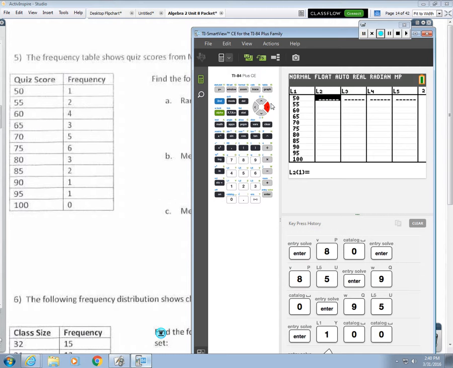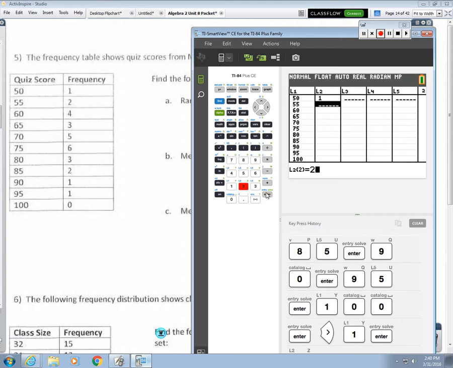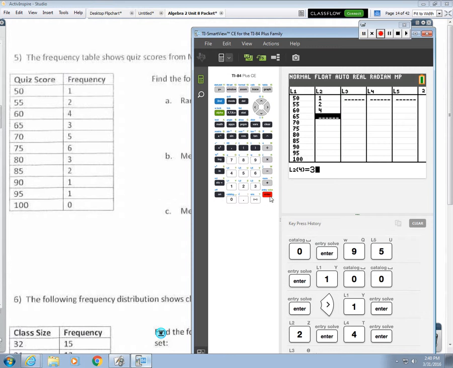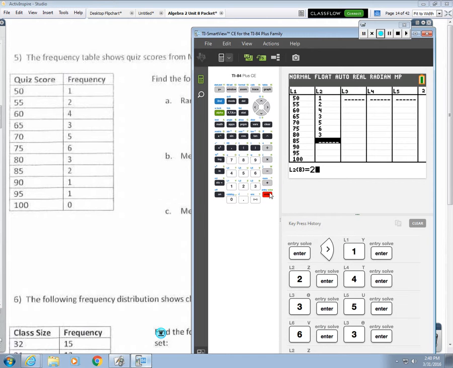Okay, now over here, how many kids scored a 50? 1. How many kids scored a 55? 2. How many kids scored a 60? 4. And then 3. And then 5. 6. 3. 2. 190, 195, and 0, 100. So honestly, if you left out that 100 0 from your table, it won't be the same data as somebody who puts it there. Because really, there's not a 100 there.